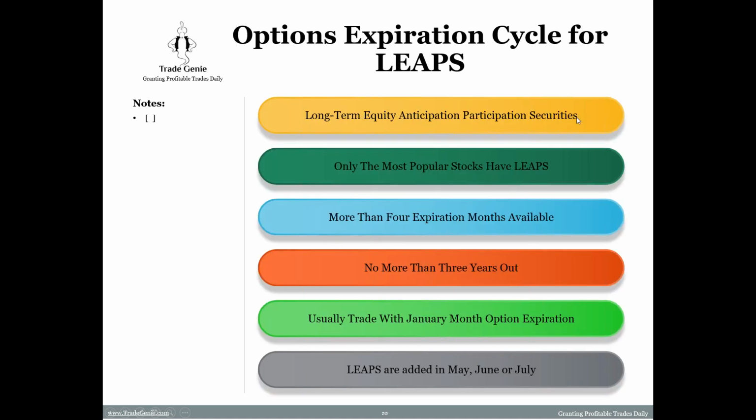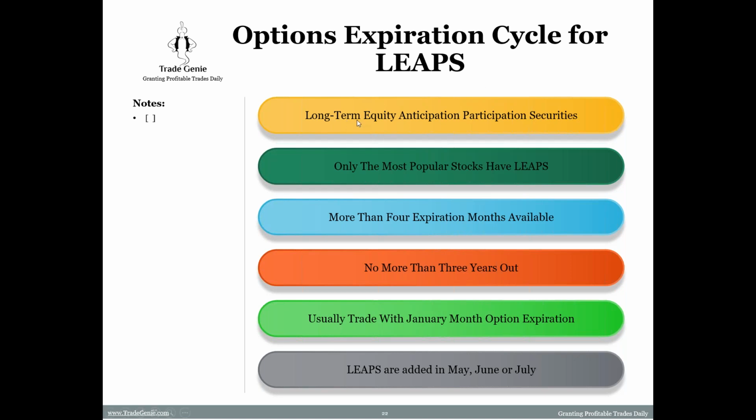So that was for the standard options, or the monthly options. Weekly options expire every Friday. Now, the option expiration cycle for LEAPs, the long-term options, those that expire more than 1 year, 2 years, 3 years down the road.